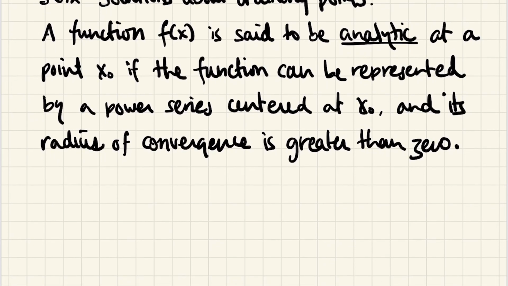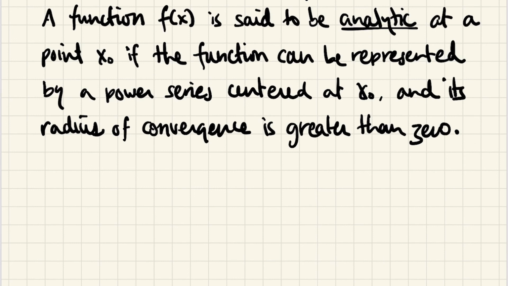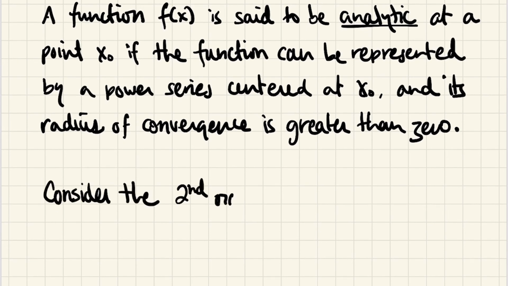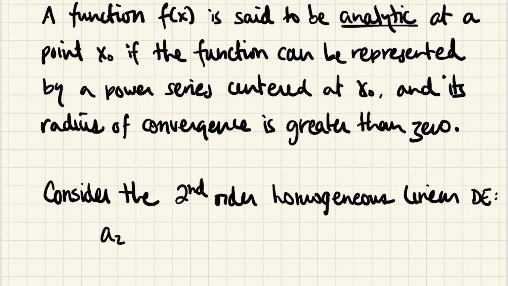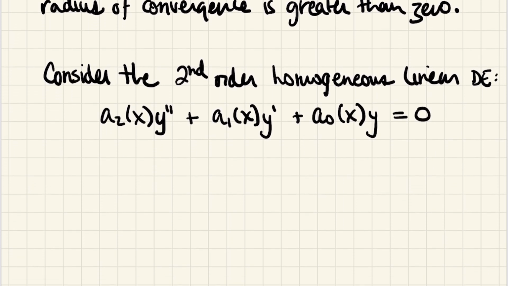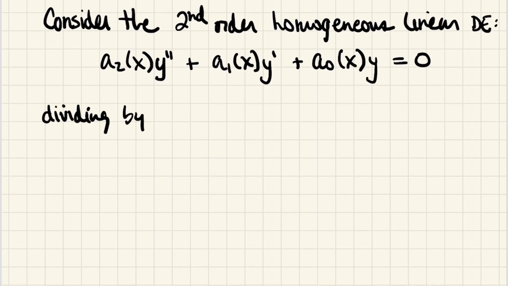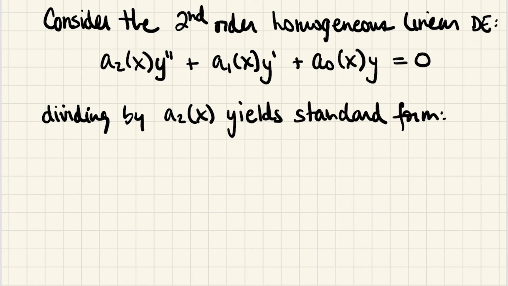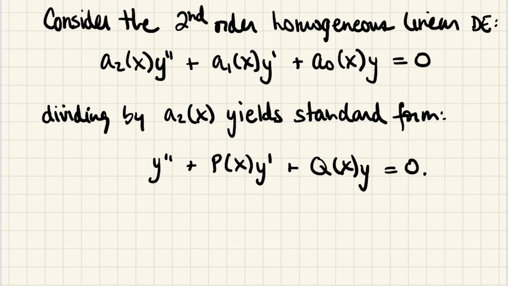So let's consider the second order homogeneous linear differential equation. Okay, and let's write it in standard form. That would be dividing by this coefficient here of y double prime. All right, so we're going to say that a point is an ordinary point of the differential equation if both p of x and q of x are analytic at that particular point.